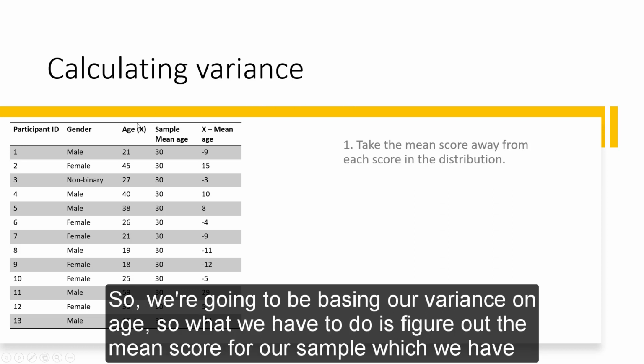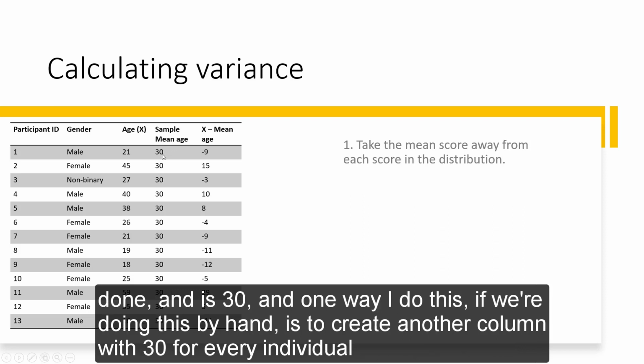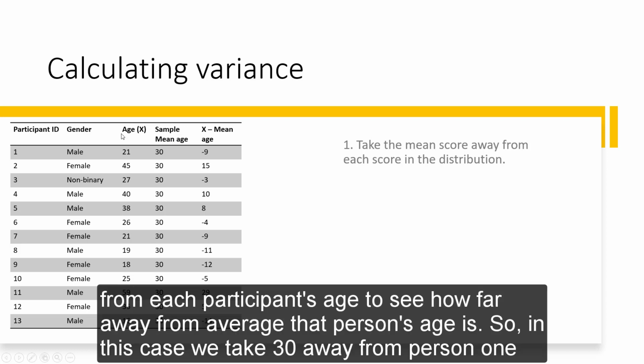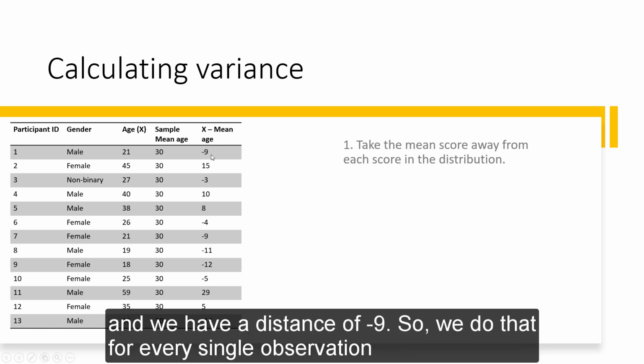So we're going to be basing our variance on age. What we have to do is figure out the mean score for the sample, which we have done. That's 30. And what I tend to do, if you're doing this by hand, is create another column with 30 for every individual. You have to take the sample mean from each participant's age to see how far away from average that person's age is. So in this case, we take 30 away from 21. We have a distance of -9. So we do that for every single observation.